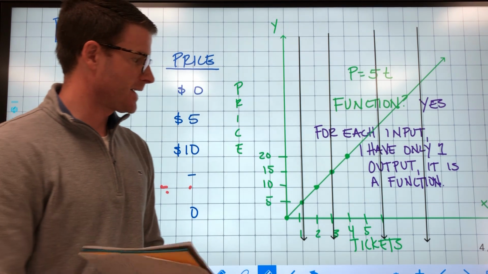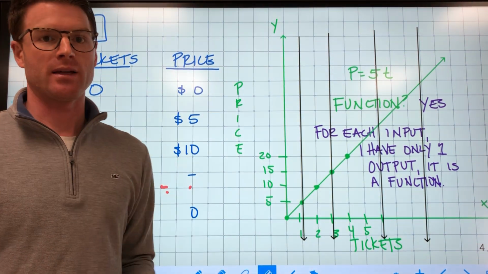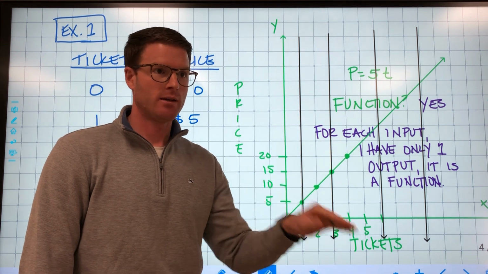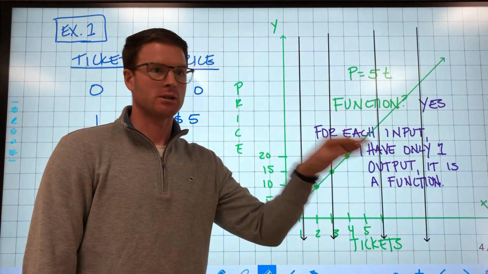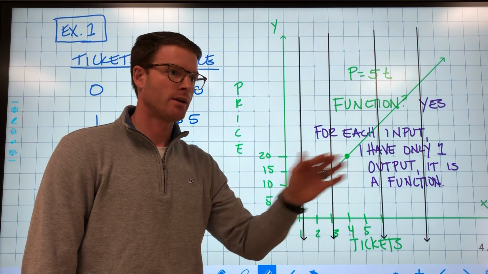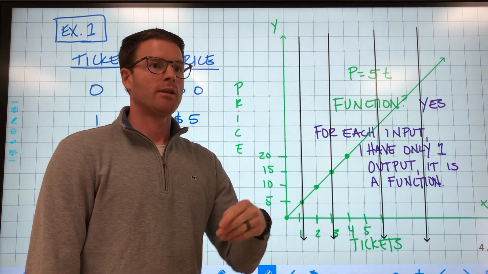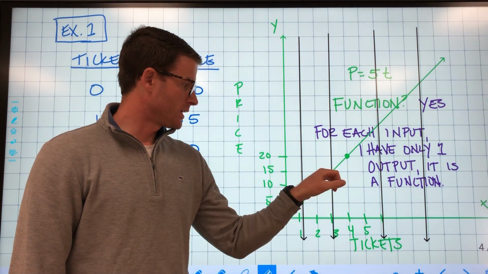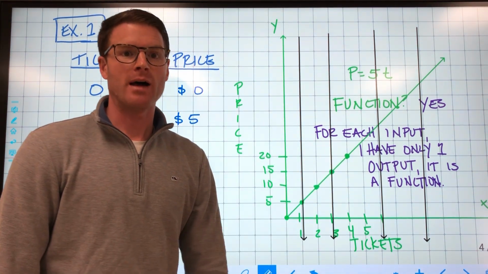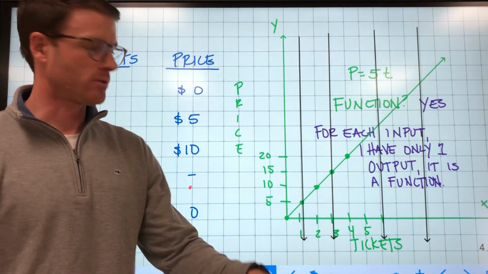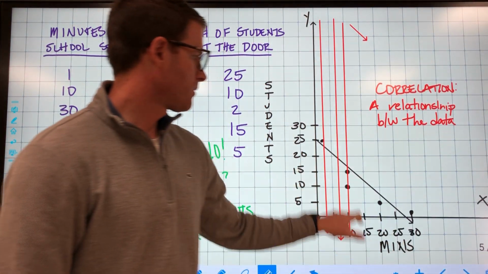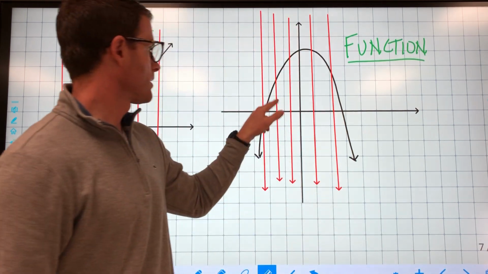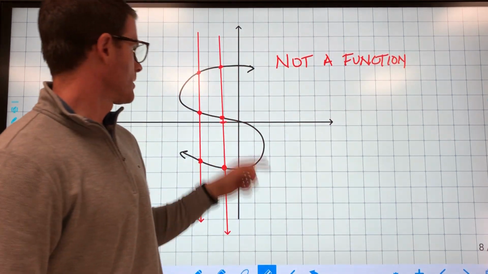So that's it for lesson 98. Again, you have the two tests. The soda machine function test: if you press Coke, you get Coke, function. If you press Coke, you get Coke or Sprite, not a function. And then the vertical line test: if you can draw a straight line through it and it only hits the graph in one spot, function. If it passes through two spots, like it does here, not there, sorry, here, not a function.